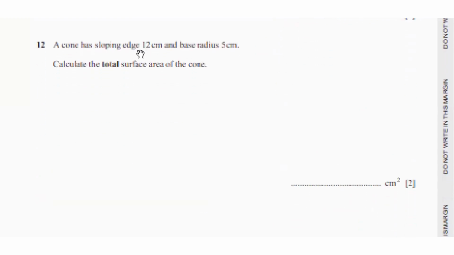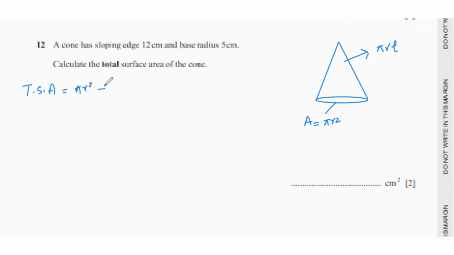Question 12 says a cone has sloping edge 12 centimeters and base radius 5 centimeters. Calculate the total surface area of the cone. So a cone basically looks like this. We have a curved surface area and then we have a circular base. The circular base has an area of pi r squared and the curved surface area has a formula of pi r l. So total surface area is pi r squared plus pi r l.